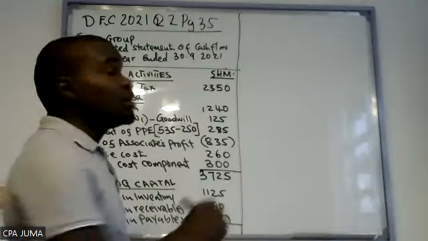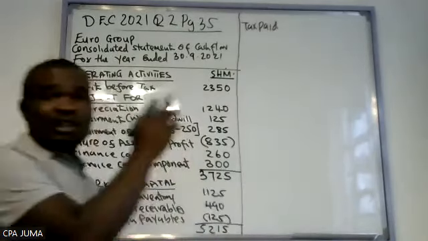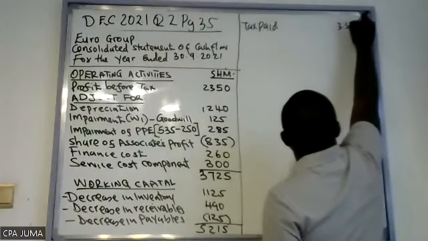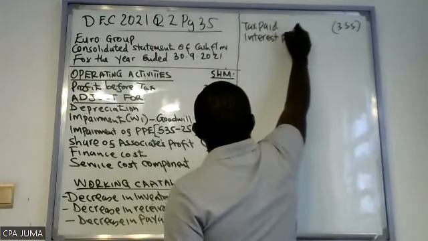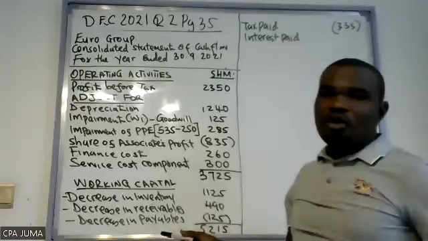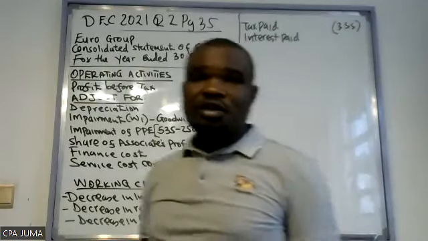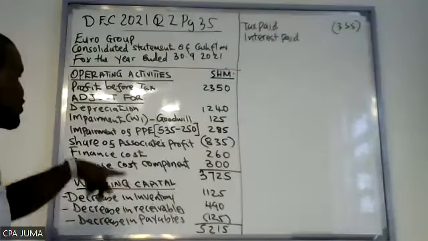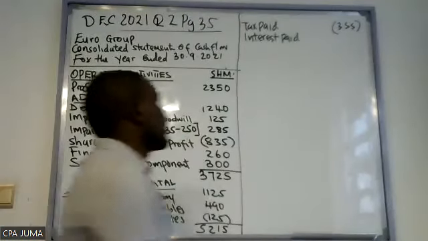$52.15. Down there, you bring tax paid. How much was tax paid? $355. Interest paid. Interest paid, just pick this one. You have two answers, so I'm confused. Which is which? Finance cost, you pick this one. For interest, you pick this one here, the 260.